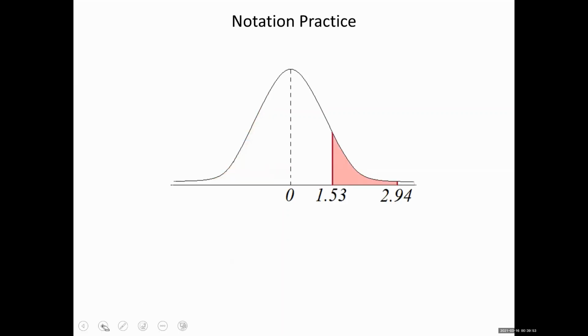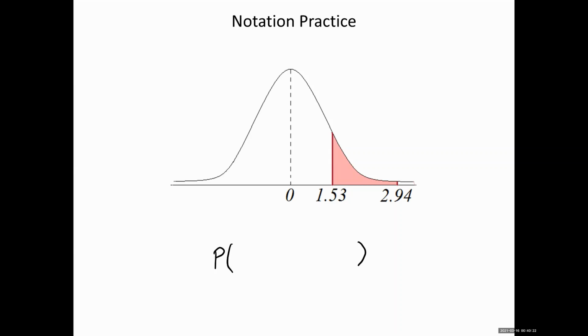This time, again, I'm giving you an area. It's a probability of something. This time we're shading between two numbers, okay? So someone give me the notation for this. Let me start it out. So it's an area, that means it's a probability of something. So you're going to have probability of, okay.